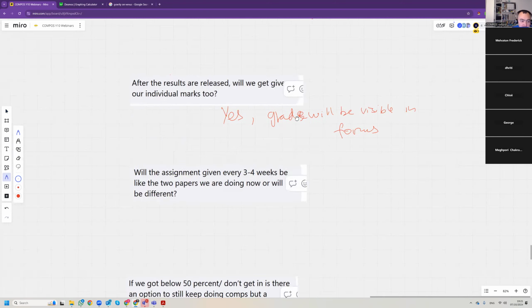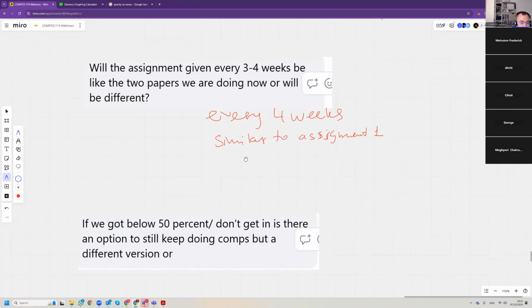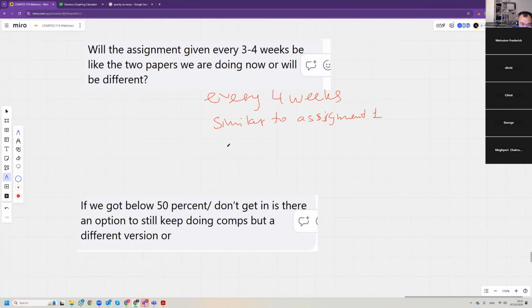Google Forms. The assignment is given every 4 weeks, similar in level to assignment 1. You will have 10 assignments overall. That's 10 physics plus 10 maths.